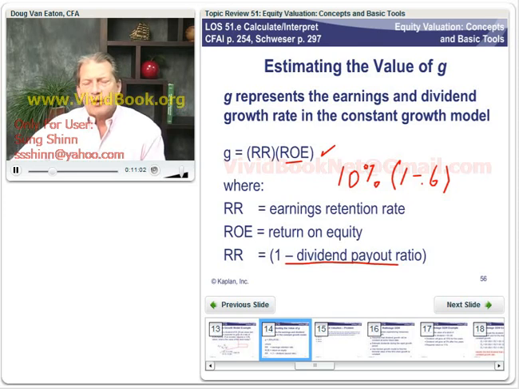Well, if the rate of return on equity stays constant and we keep 40% of that 10%, then equity grows by 4%. And dividends would grow by 4%. And that's what really underlies this constant growth model.